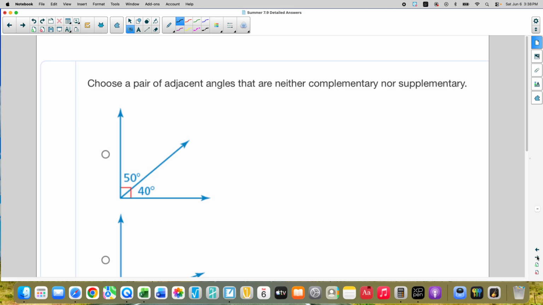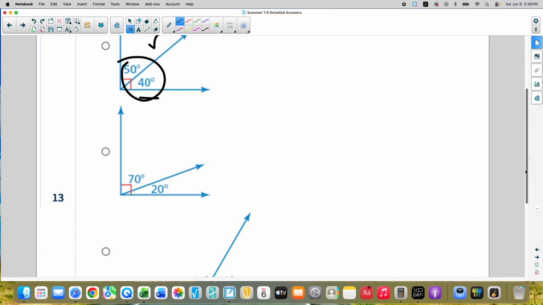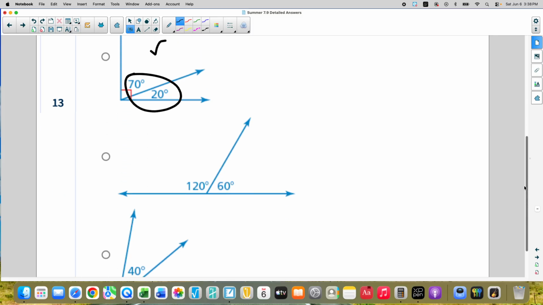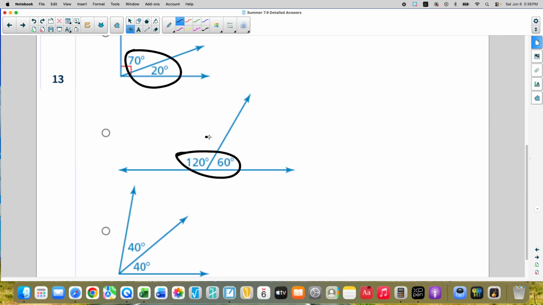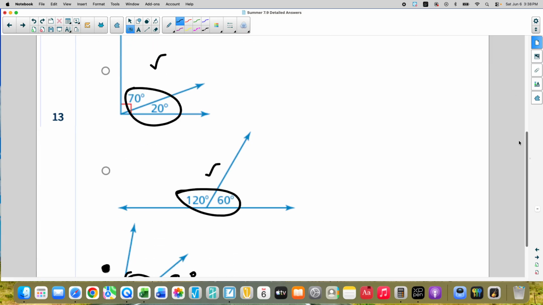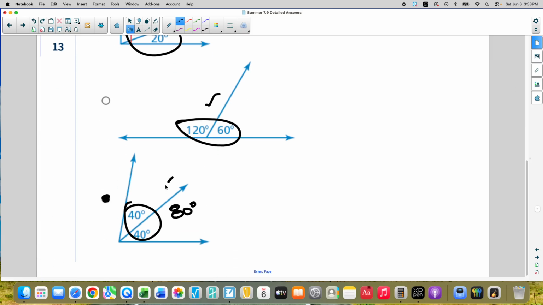Choose a pair of adjacent angles that are neither complementary nor supplementary. Well, that equals 90, so that's okay. That works. These add up to 90. That works. These add up to 180. That works. These add up to 80. Does not work. So these do not work. Do we have to find the one that doesn't? Yes, this is the one that is no. Nope.